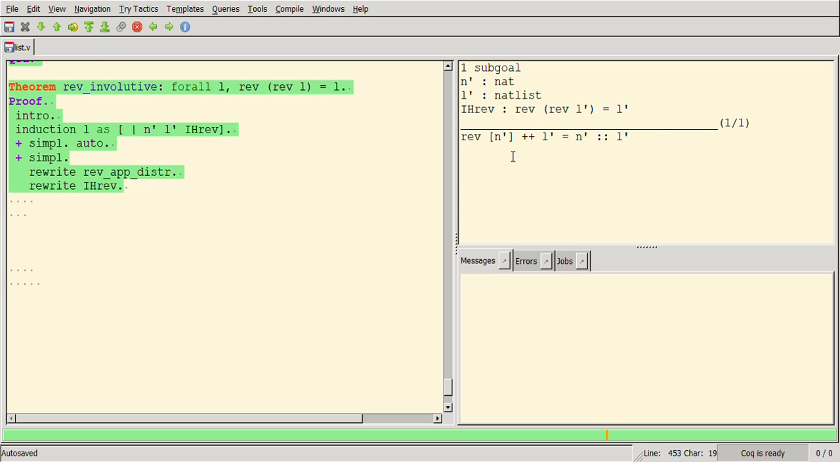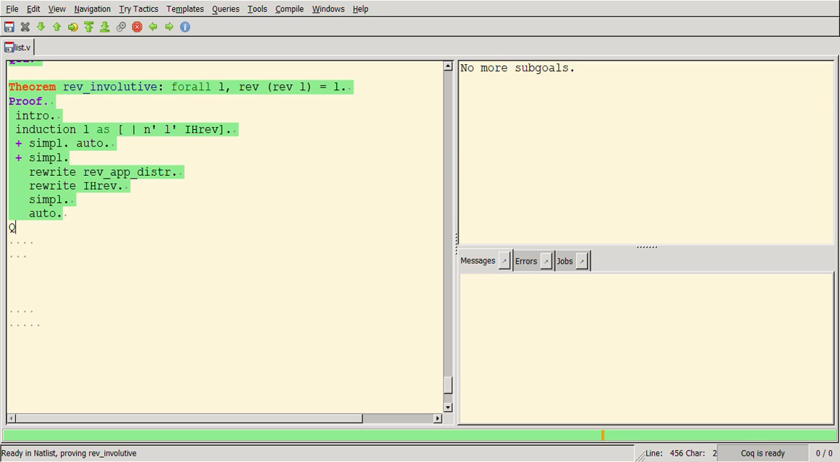So we get reverse of n prime plus L prime. I think we should simplify it, and this simplification would give us the same list, because this is a list of only one element, so reversing this would give us the same list. So simplify it. Now we got both sides equal, and we should be able to close it with auto. No more subgoals. We are done.